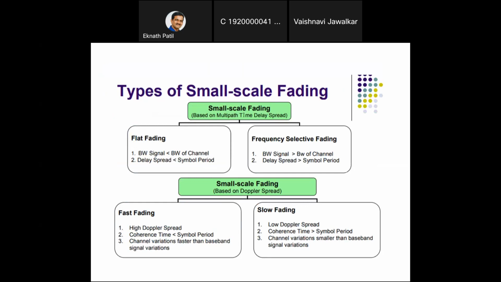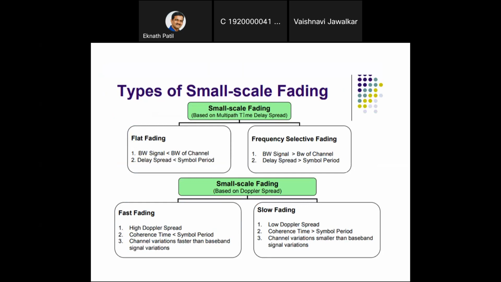The second one is related to the Doppler shift. So two things we have to keep in mind: small signal fading has two types, one because of the multipath time delay spread, and second the Doppler spread. For the Doppler spread, there is fast fading and slow fading. Fast fading is the case of high Doppler spread, where the coherent time is less than the symbol period and the channel variation is faster than the baseband signal variation. In that case, fast fading will be there.